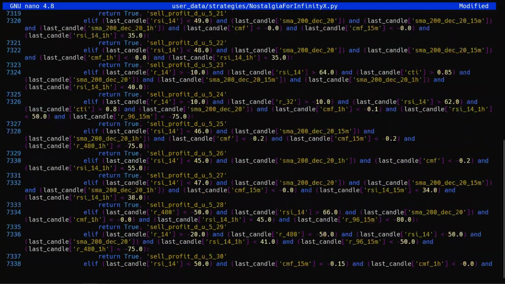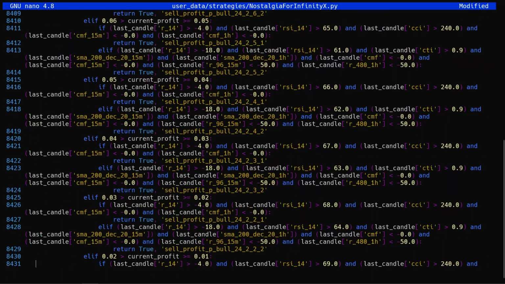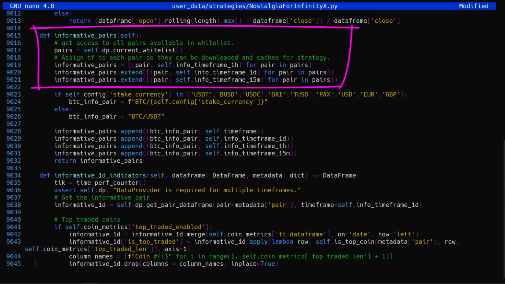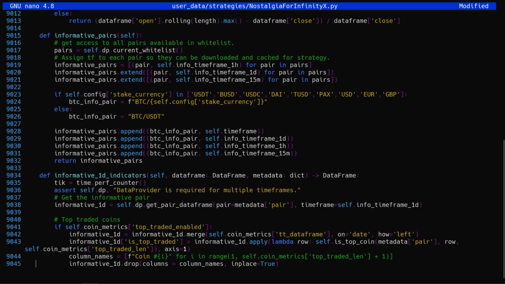Then, after a long list of sell reasons, there is a section that uses the informative pairs to determine if a pair should be bought. These informative pairs are on the 1 day, 1 hour and 50-minute time frames. So it's highly probable that these time frames do not work when backtesting on multiple time frames.